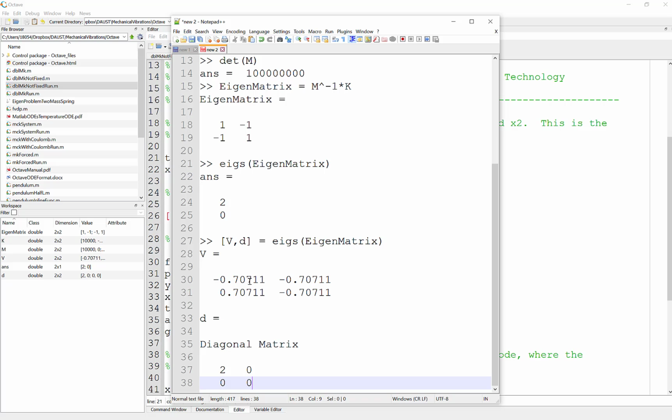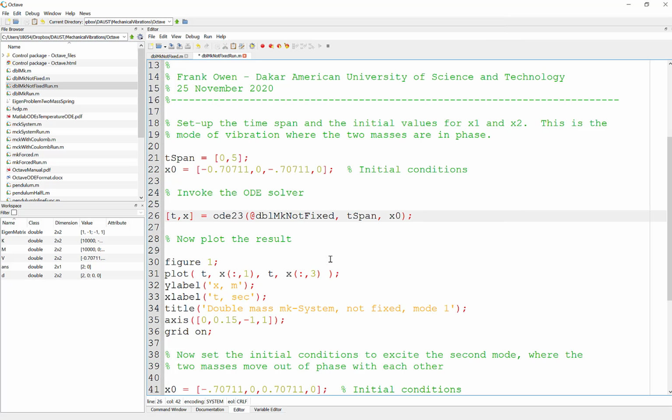So I've given those in, and if we go back and look at our Octave script file, you can see that. So as the first initial condition, I deflect. This is x1, this is x1 dot, this is x2, and this is x2 dot.